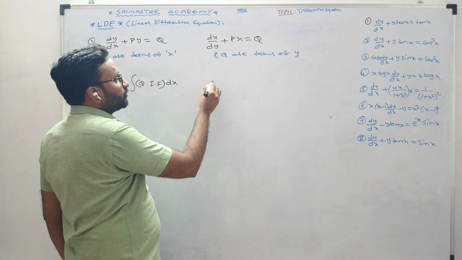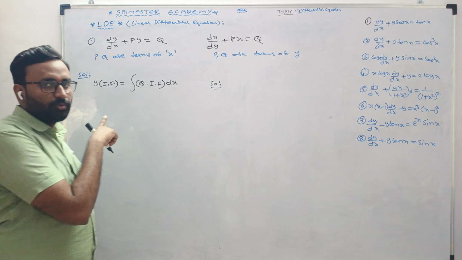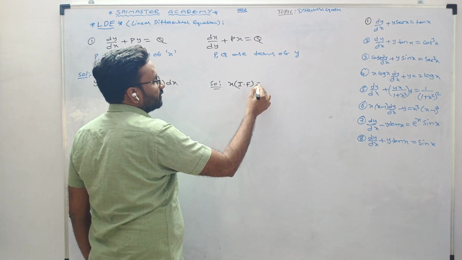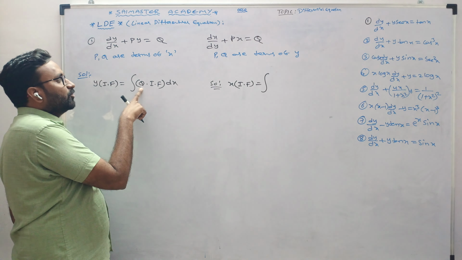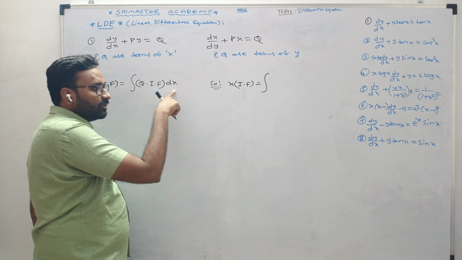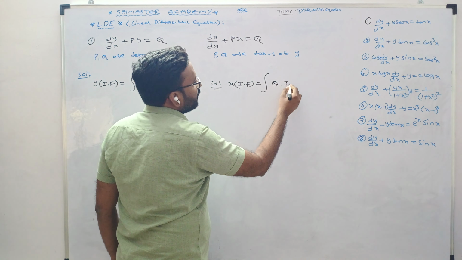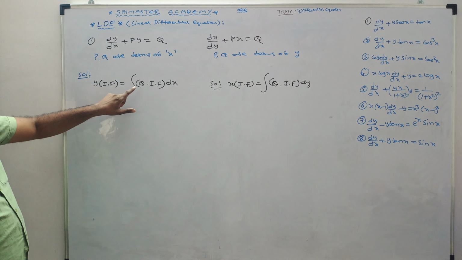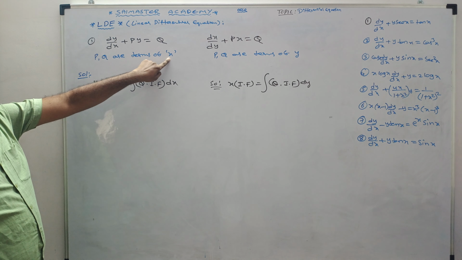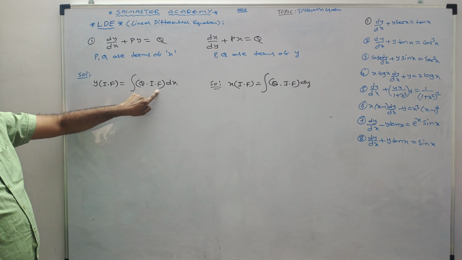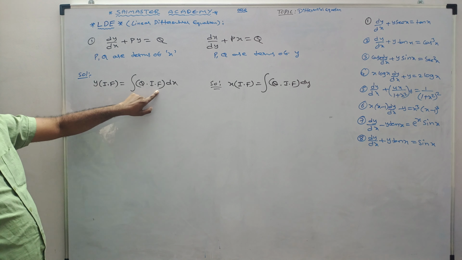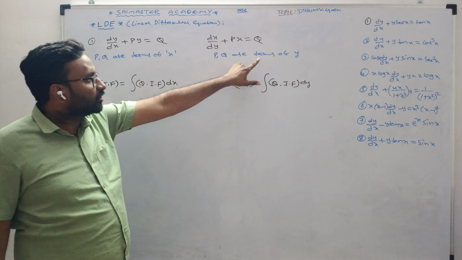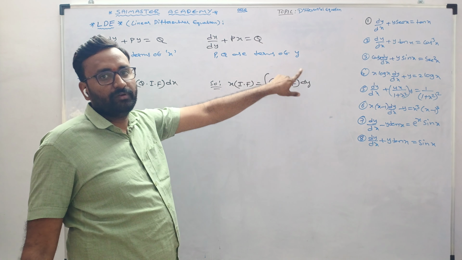And for this, the solution is x into integration factor, reverse, is equal to integral q into integration factor into dy. Why are we writing dx and dy differently? See, q is a function in terms of x, and integration factor is also a function in terms of x. I will explain what integration factor is. So for x we need dx only. Here also q is a y term, so we need dy only.